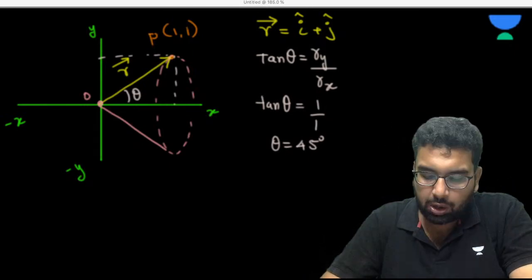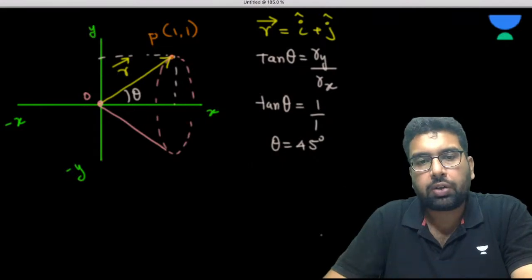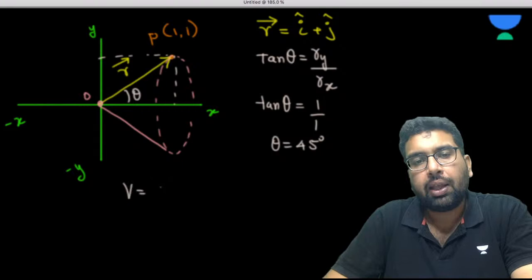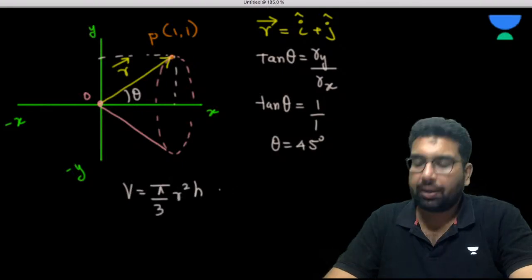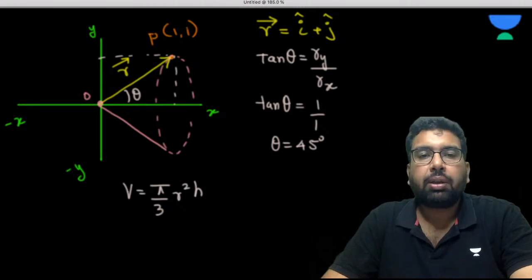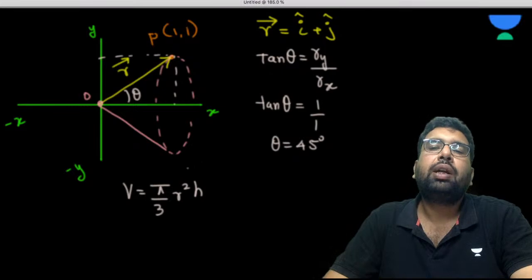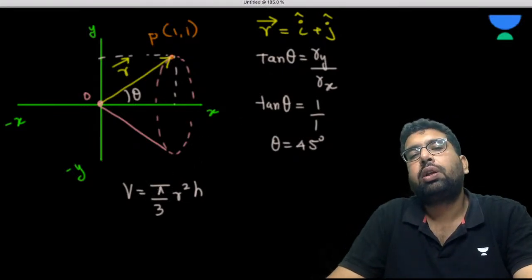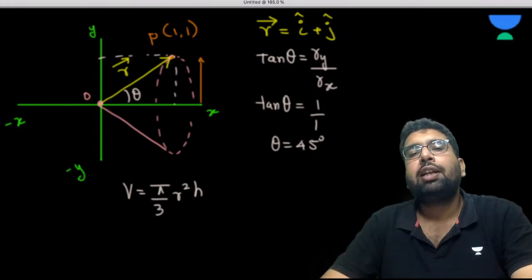What is the volume of the cone in general? We know it is pi by 3 r square h. This is the volume of the cone, right? We must all know this, and I'm very sure that we must already know it. So now we can write that the volume is pi by 3 r square h. Now what is going to be the radius? The radius is going to become 1.